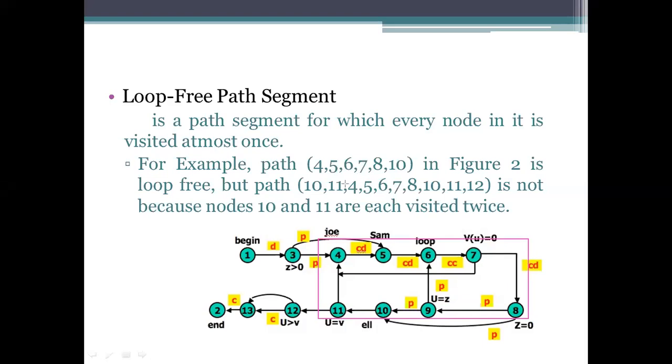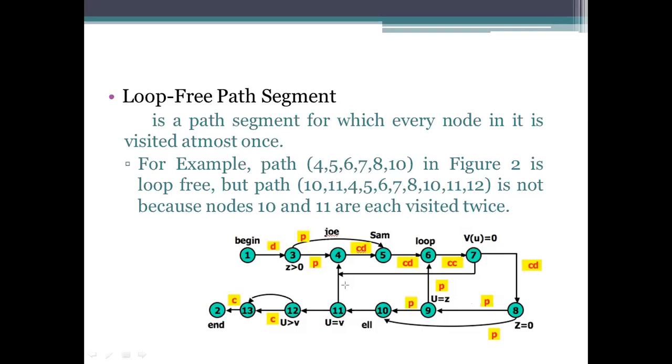For example, take the node 10. 10 has been visited, and I am going from 10 to 11 and then 4, 5, 6, 7 and then next 8. Apart from this, it is a loop free path segment. If it is visiting 9, then it will be considered a loop free path segment. But here it is visiting the 10th node again, and then the 11th one, and then reaching the 12th one. So this path segment is not a loop free path segment.